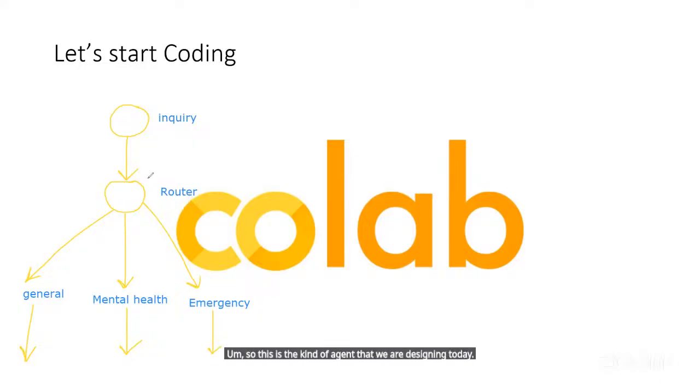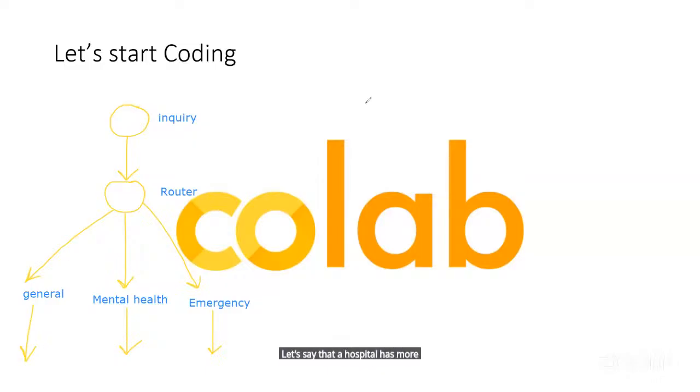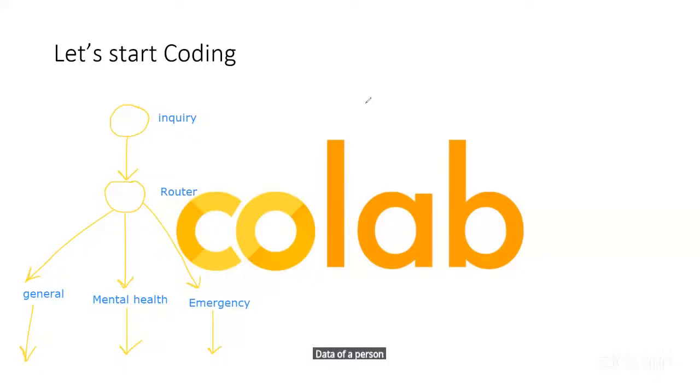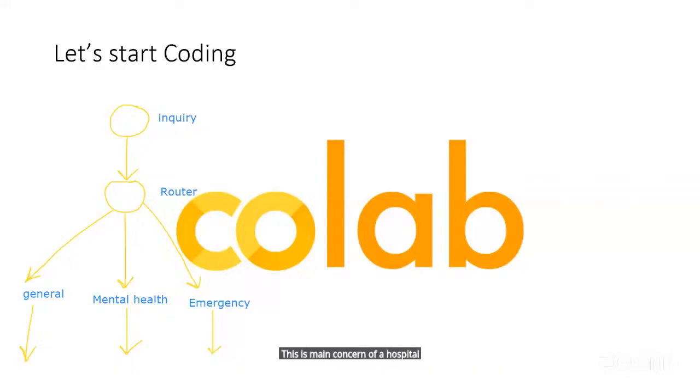Similar to what we designed last time, a classifier agent, but this time we are not using Relay. Why not use Relay? Because let's say a hospital has more safety issues and doesn't want to give its data to any third party. They don't want to give the data of a person or a patient to another third party. They want to keep it secret. This is the main concern of a hospital, that they don't want their data to go out.